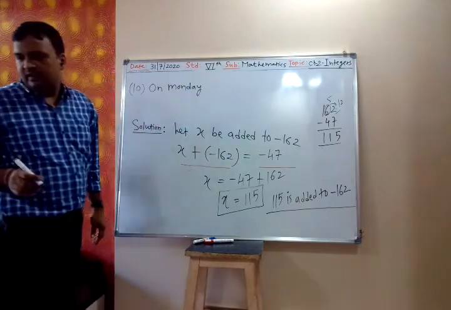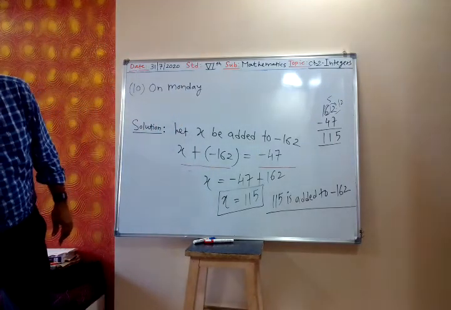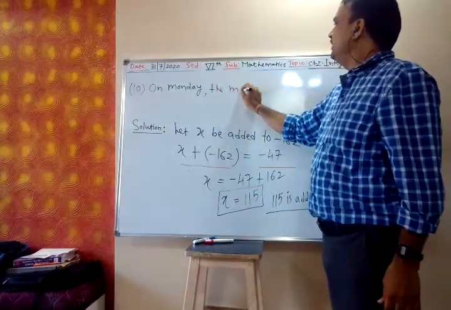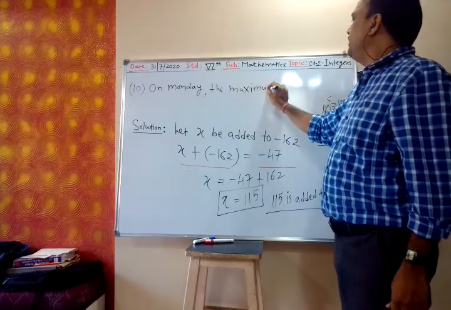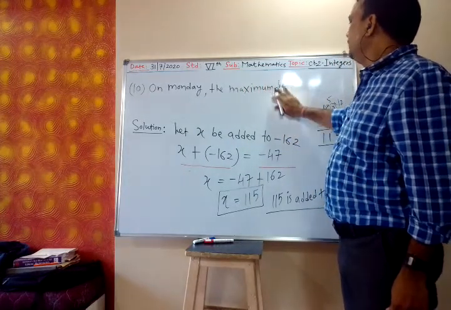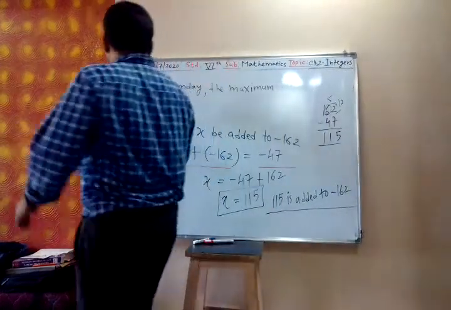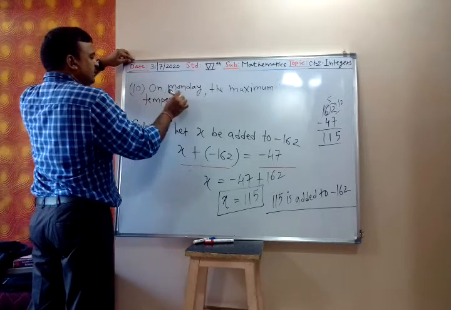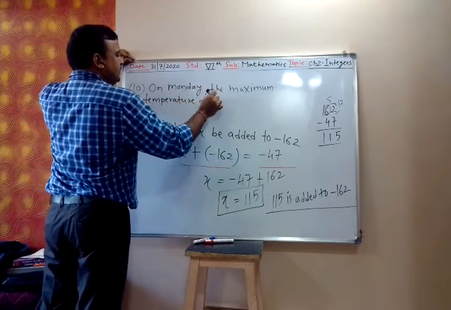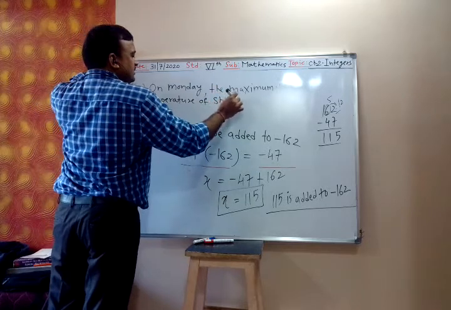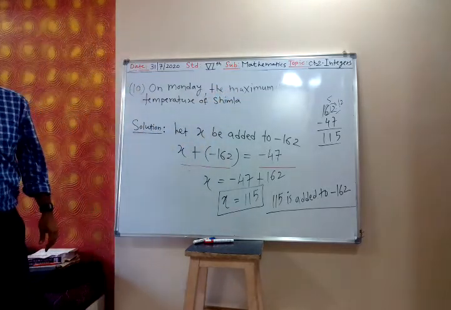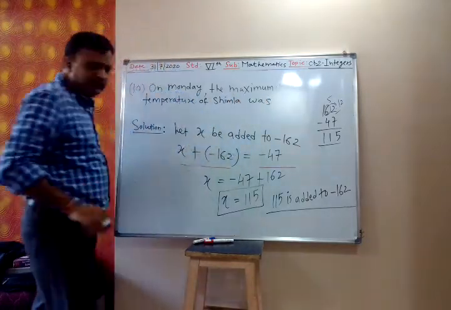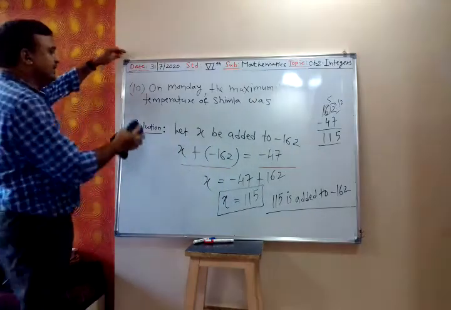On Monday, the maximum temperature of Shimla was. Shimla is a place. The maximum temperature of Shimla was. Yes, it is clear, right? Was 3 degrees Celsius.